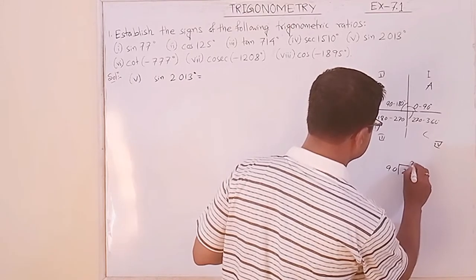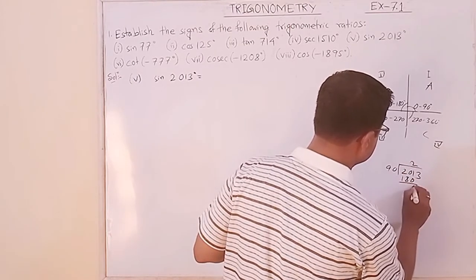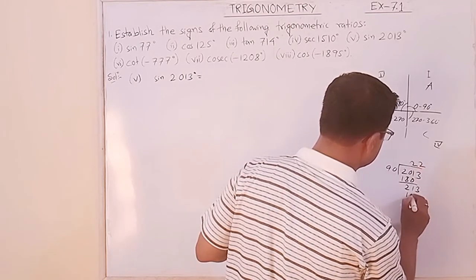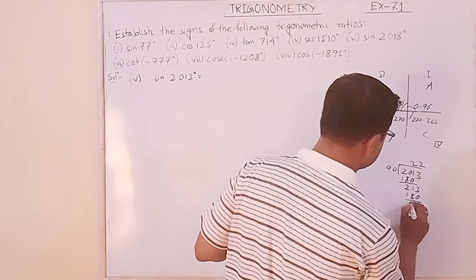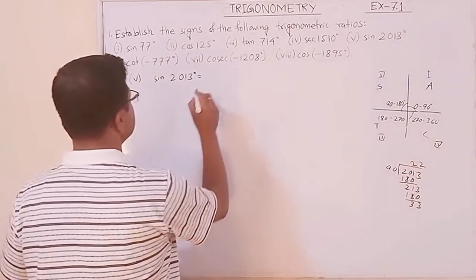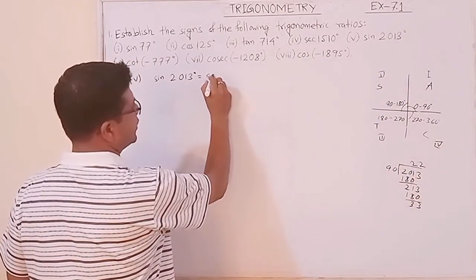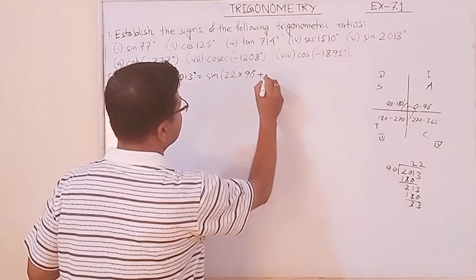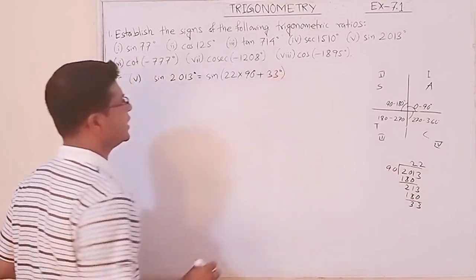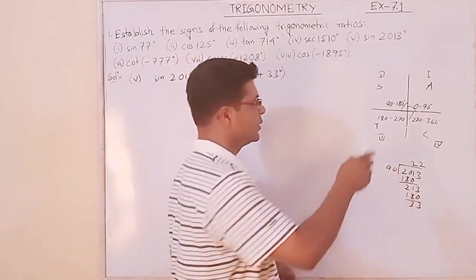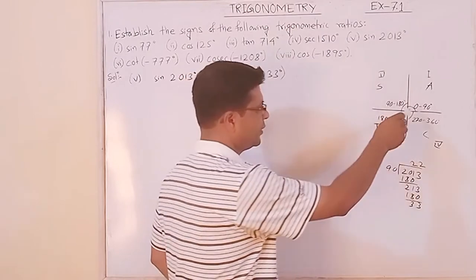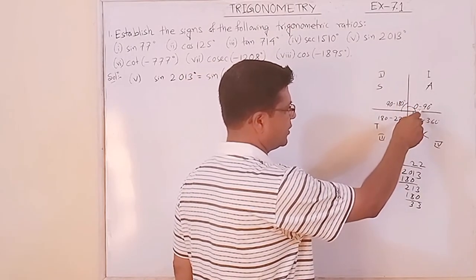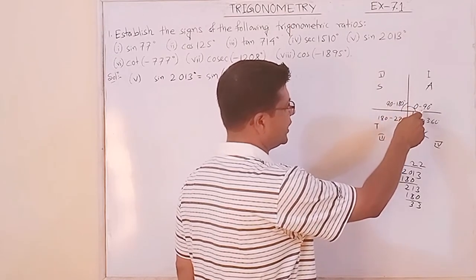92, 180, 1, 2, correct? 3, 92, 180. This is 3, 33, correct? Yes, I think correct. So this is sine of 22 into 90 degree plus the remainder 33 degree. Where does it lie? Again the same concept we shall apply. Multiple of 4. If it rotates by 4, it comes here. That is 360. That is 4 into 90.